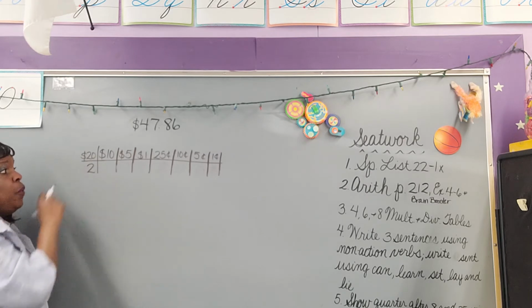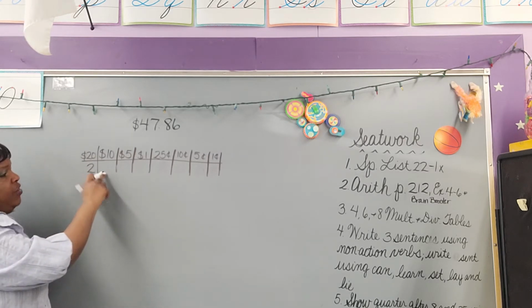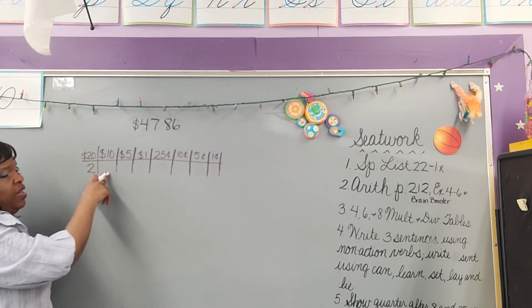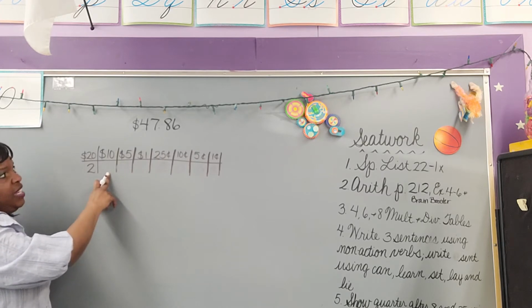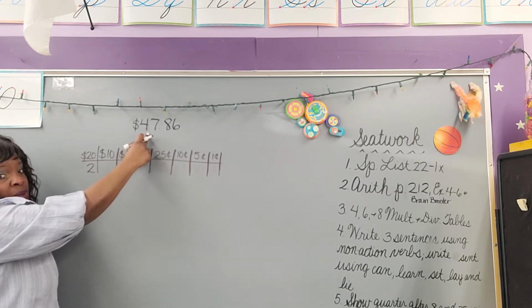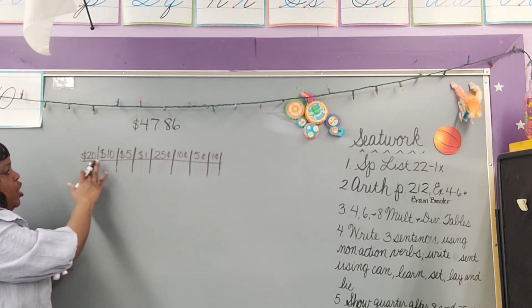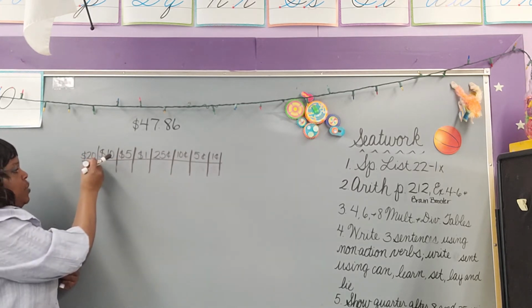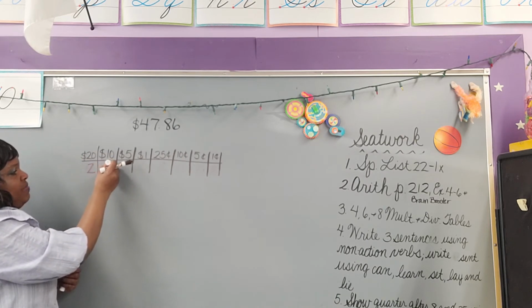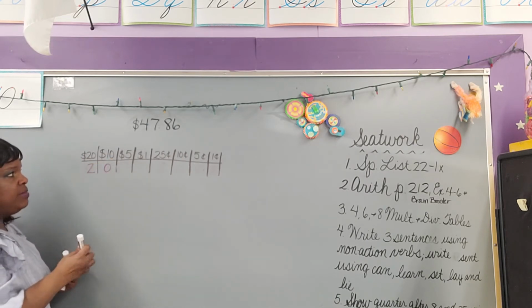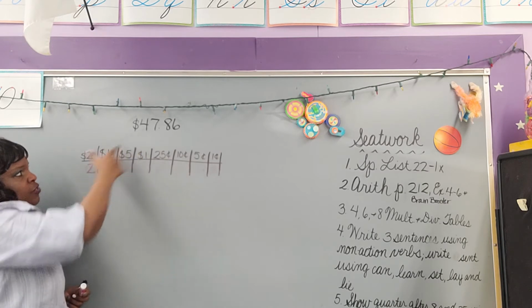This is 20, 40. Then do I do a 10? 40 plus 10 is 50. Oh, wait, that's too big. So I can't do that. Oops, I forgot I was doing these in pink. Sorry. So 2 here. How many 10s? I'm not going to use 10s. How many 5s do I need?